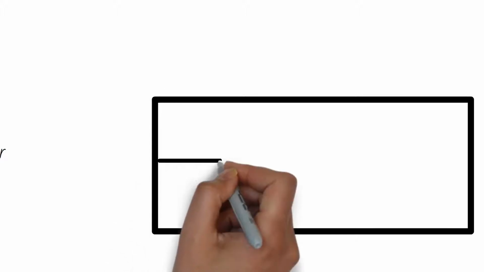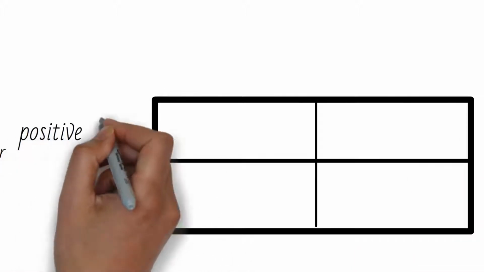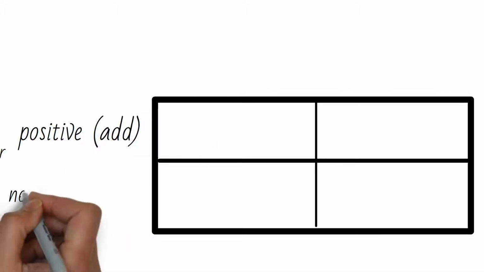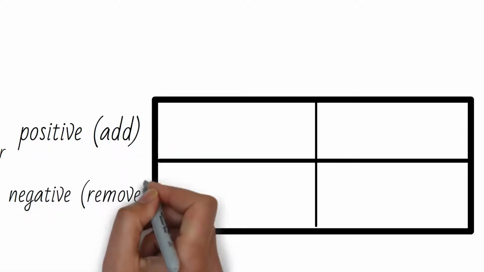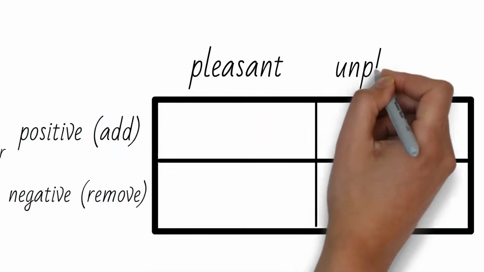In operant conditioning, there are two types of terms that need to be defined. Positive means to add something, negative means to remove something. There are also two types of events that occur, pleasant or unpleasant.